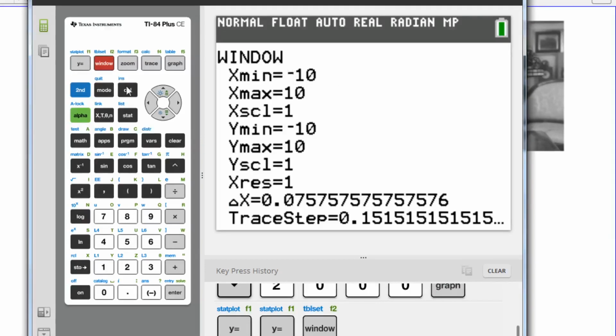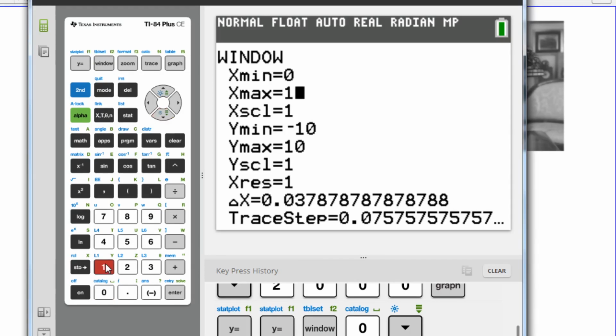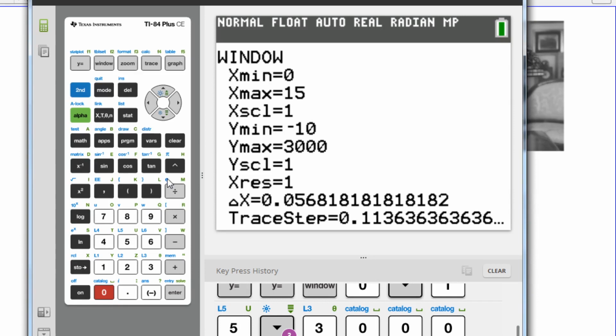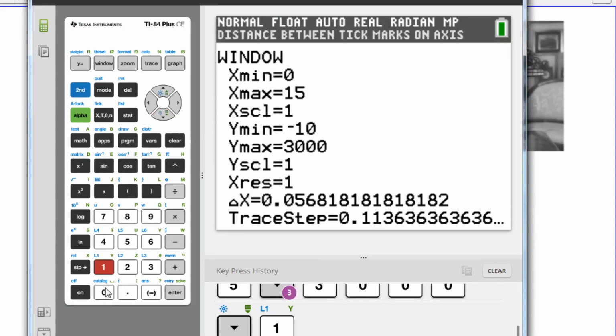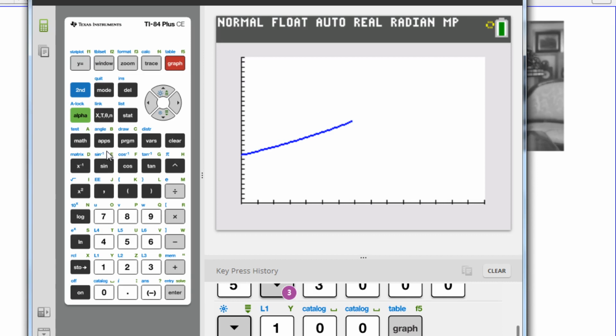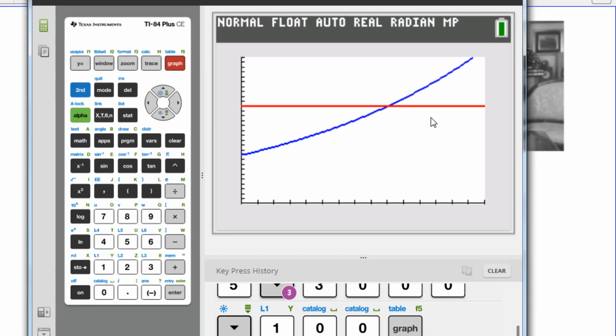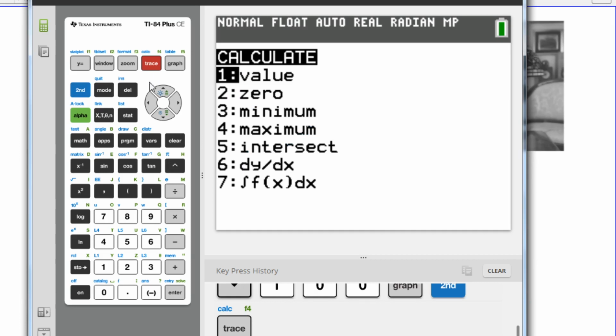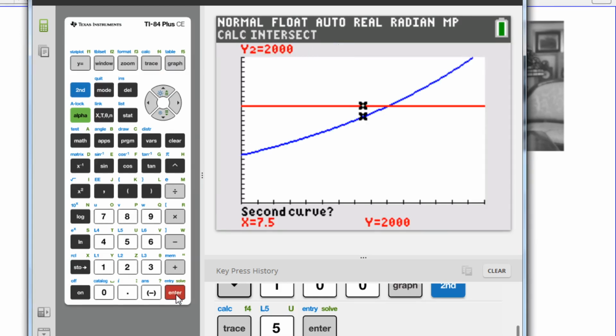So we're going to go to our window and fix that. We're going to start at time 0, and I don't know how long it's going to take to get there. I'm going to raise x max to 15. Y minimum we can leave at -10, but we want a y maximum of at least 2,000, so I'm going to put 3,000 here. And I'm going to put my y scale at 100, I guess. So really we should have everything here. We graph. We see y1 in blue and y2 in red. And to find out what's happening, we go to second, trace, 5, enter, enter, enter.